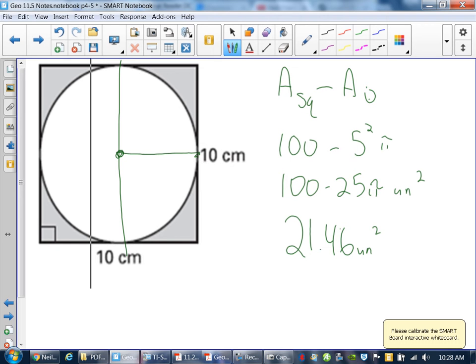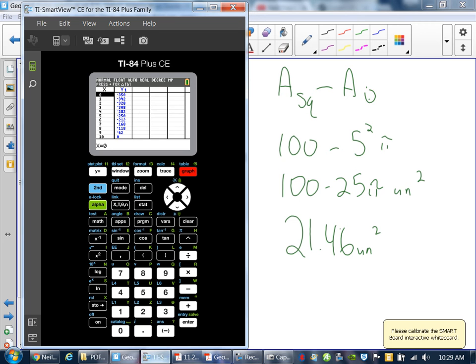Wait, I have a question. How do you get 21.46? I typed that in my calculator. So you just took out the units squared and typed in 100 minus 25 pi? Yeah, it is quite literally that.